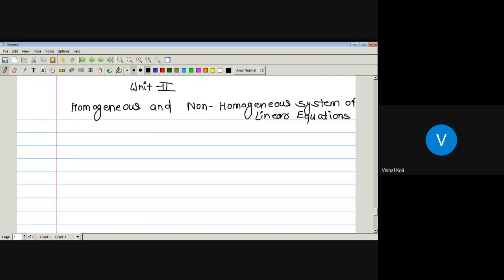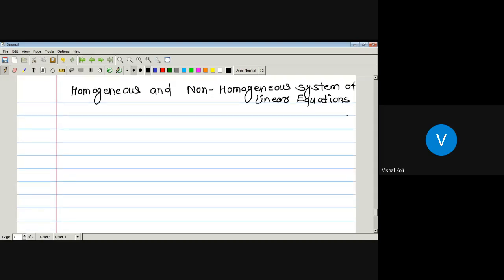Okay, suppose we have n unknowns, that is x1, x2 up to so on xn, and b1, b2 up to so on bm be any m constants. So let us consider the definition of system of linear equations.